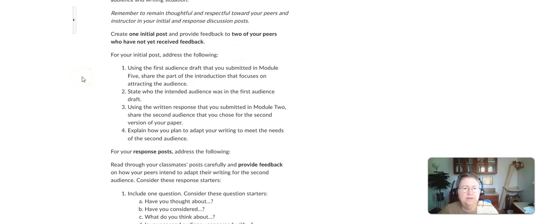All right, for your initial post, address the following. Number 1, using the first audience draft that you submitted to Module 5, share the part of the introduction that focuses on attracting the audience. And so that was drawing in the reader. The first few sentences of the introduction paragraph where you're focusing on drawing the reader in, getting them to keep on reading. Number 2, state who the intended audience was in the first audience draft. So that's the one that you submitted last week.